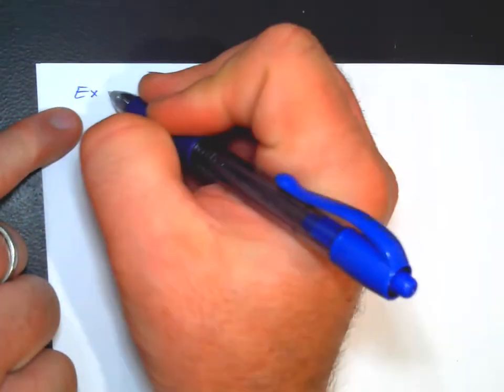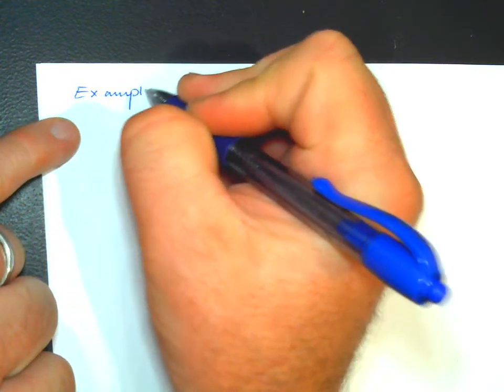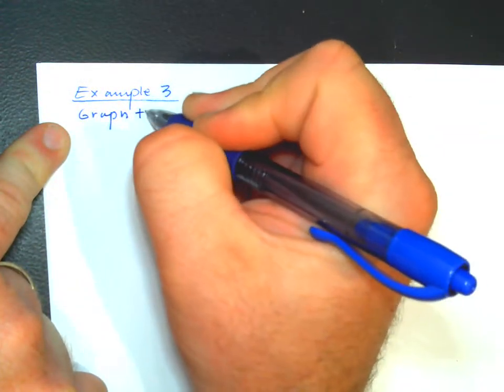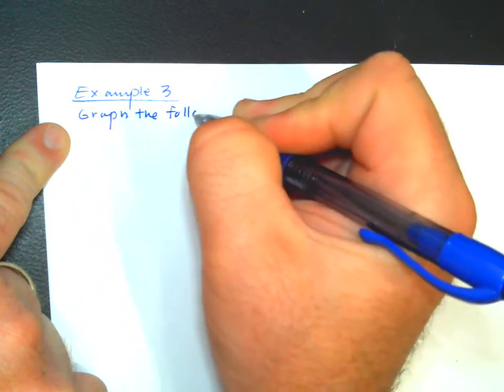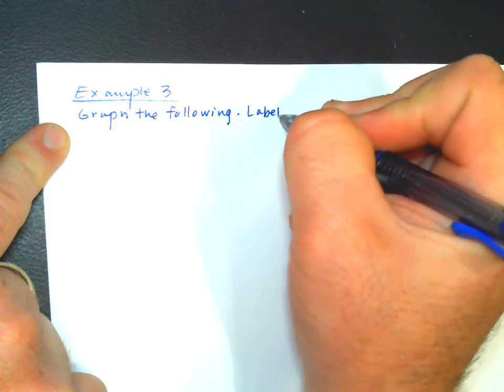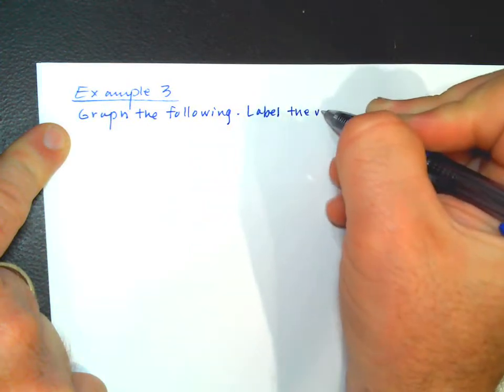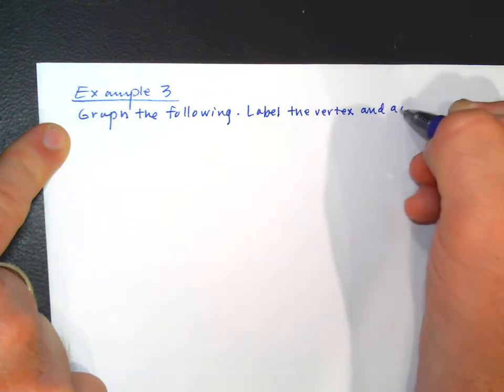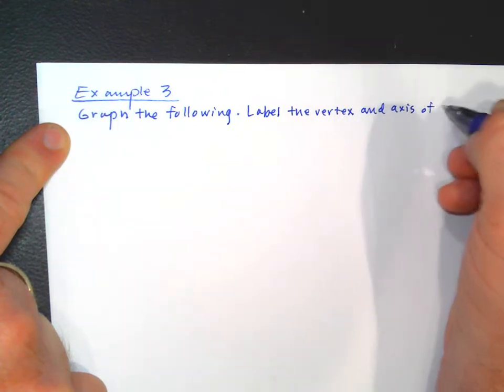Example 3. I feel like all my pens are running out. So example 3 is going to be same directions. We're going to just do the same thing. Graph the following. Label the vertex and axis of symmetry.